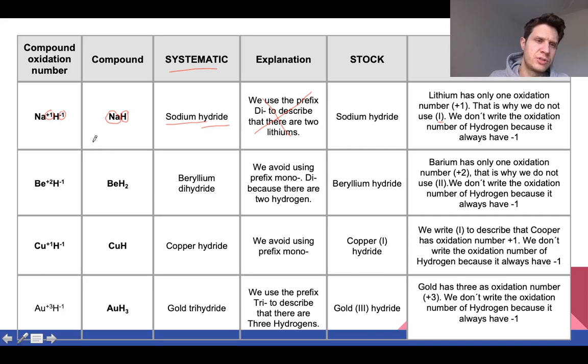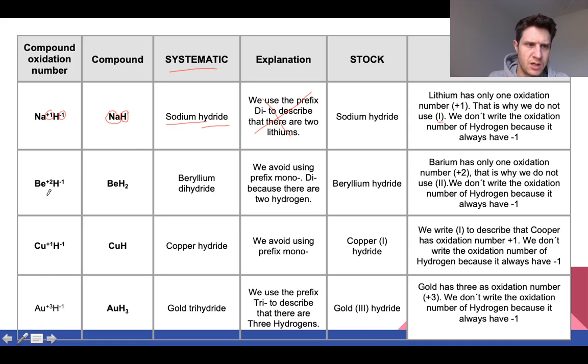hidrógeno, litio, sodio, potasio, rubidio, cesio, francio. They all have one single oxidation number, which is 1. So all the first column will be like sodium hydride. If we talk about lithium, lithium hydride, and so on and so forth. Hidrógeno, litio, sodio, potasio: potassium hydride, etc.